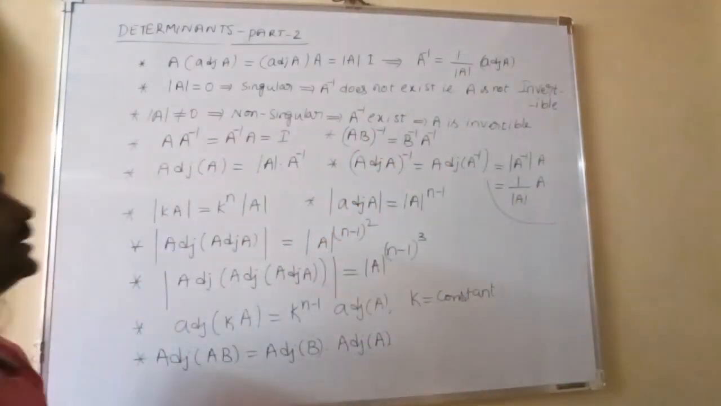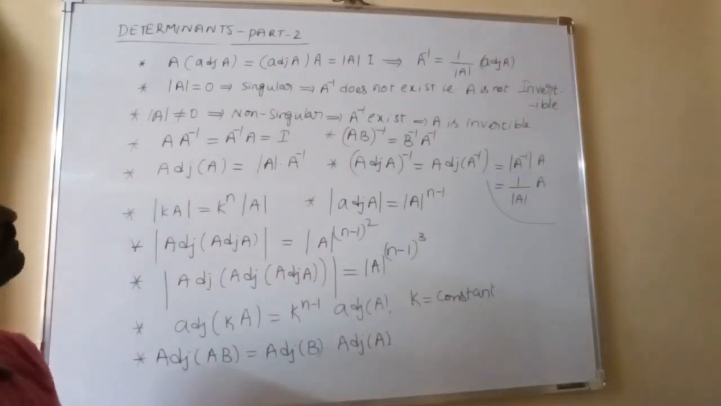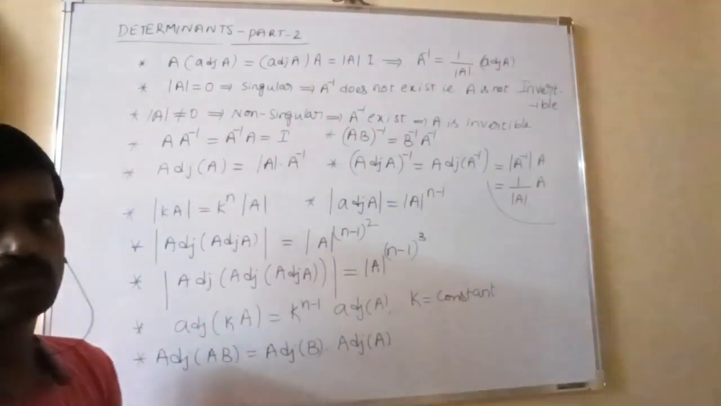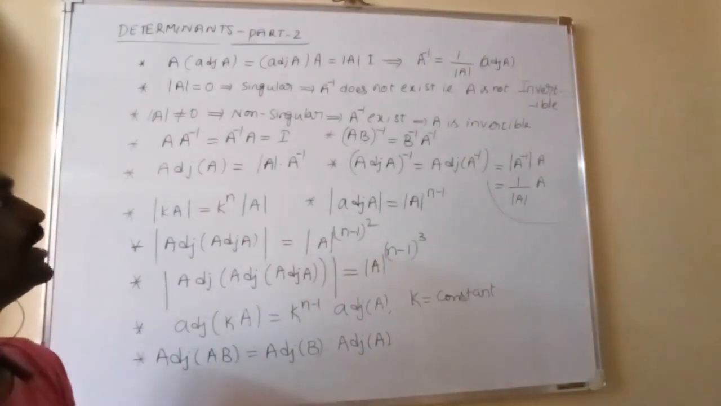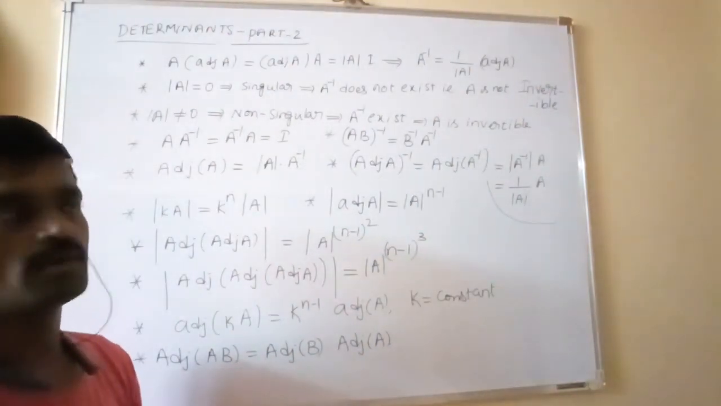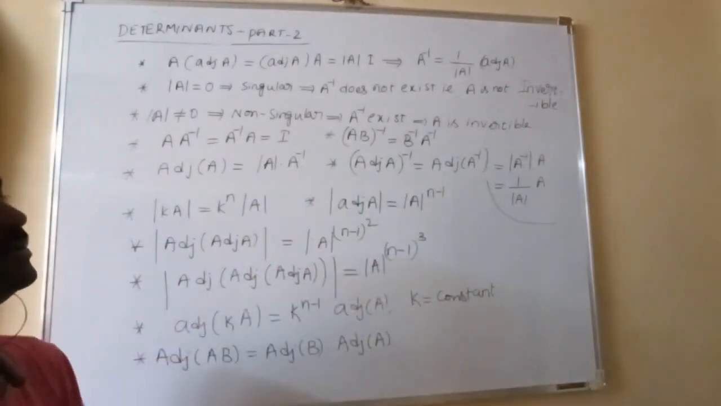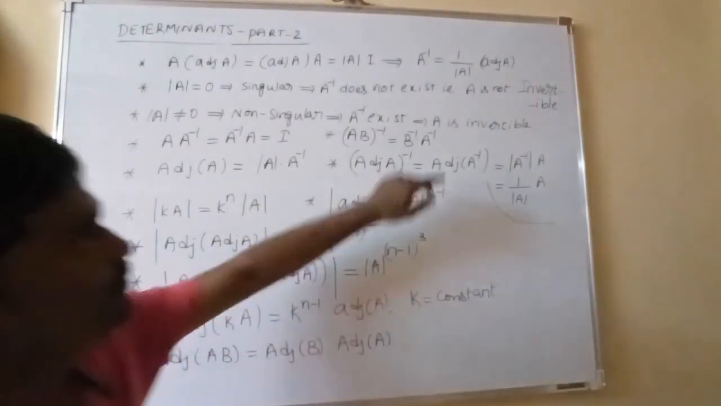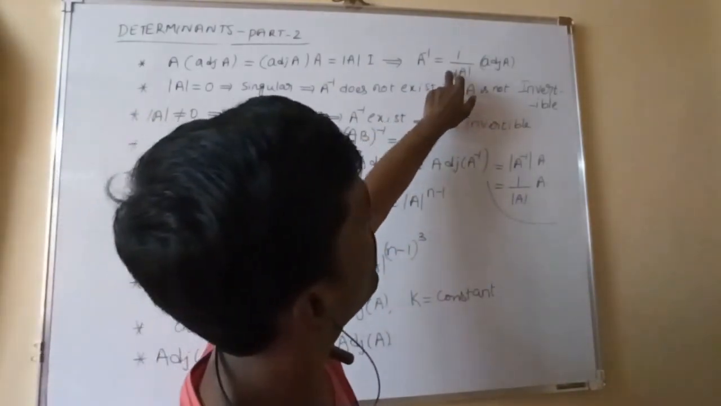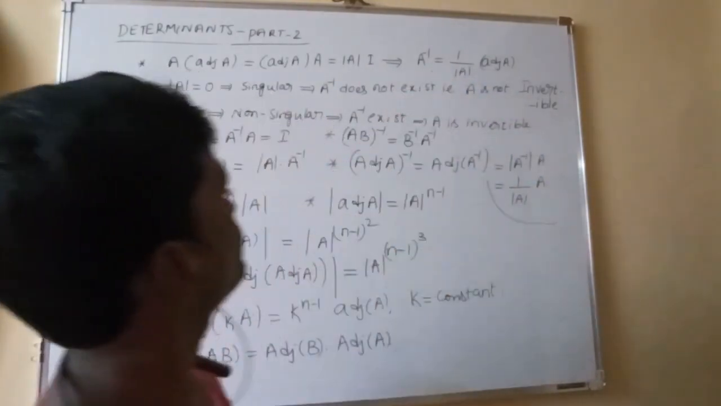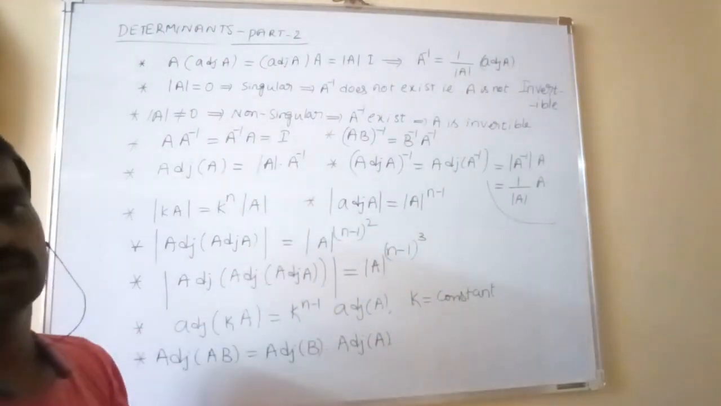Okay, now some formulas. Inverse of a square matrix: A into A inverse is equal to A inverse into A, which is equal to the identity matrix. AB whole inverse is equal to B inverse into A inverse. And from this, adjoint of A you can write as det A into A inverse.